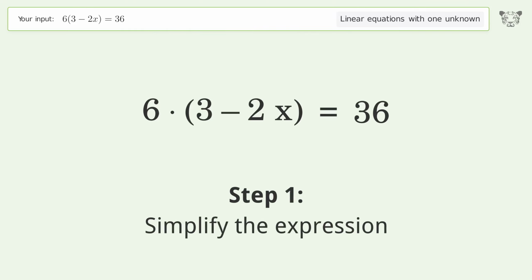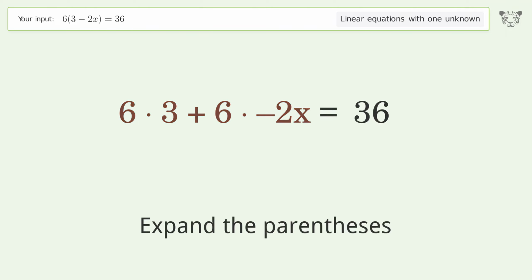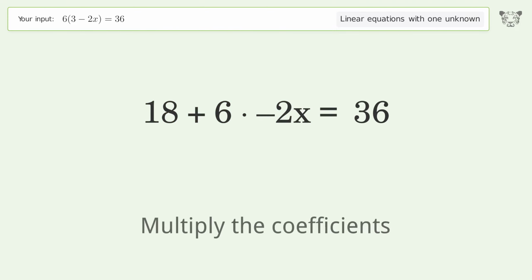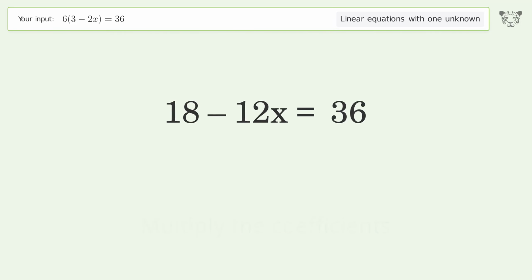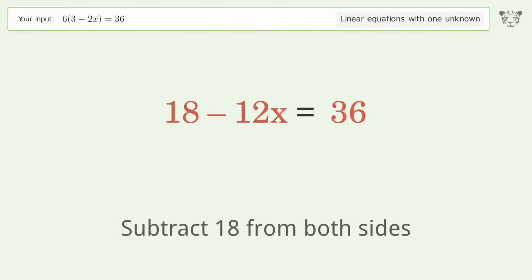Simplify the expression. Expand the parentheses. Simplify the arithmetic. Multiply the coefficients. Group all constants on the right side of the equation. Subtract 18 from both sides.